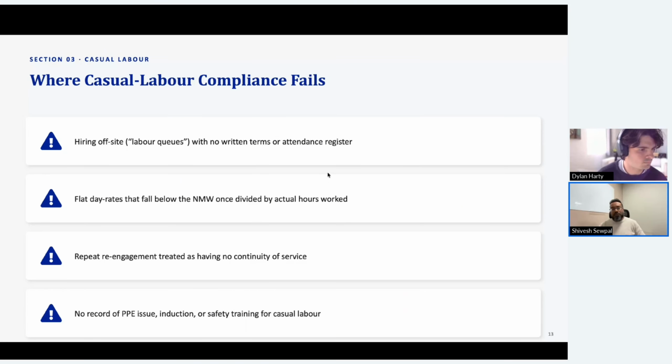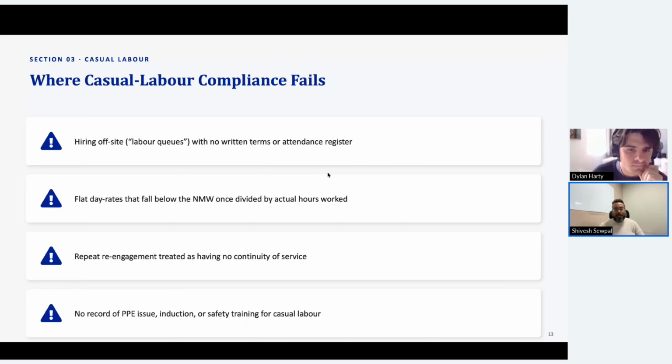In the construction environment, there are a few recurring failure points. Hiring from labor queues or at the gate. People are brought onto site for the day with no written terms, no induction record, no attendance register, and often no real payroll trail. Paying flat day rates. A worker might be paid a flat amount for the day that sounds commercially reasonable, but if you divide that amount by the actual hours worked and it falls below the national minimum wage, the employer has a compliance problem.